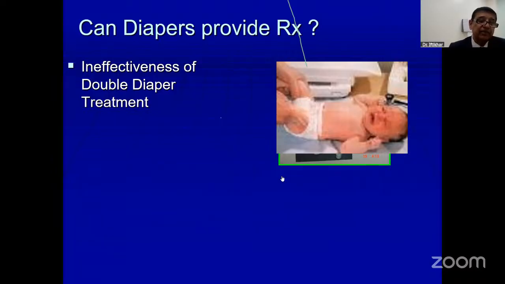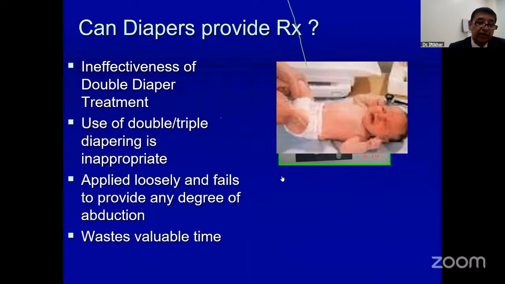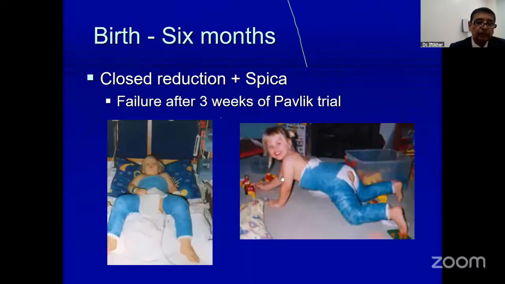You can do that temporarily, but it's ineffective. Use of double or triple diapers is actually inappropriate, and basically you'll be just wasting your time doing nothing. So one has to discourage this practice of diapers for DDH. Now, if the hip is not reducing, you have to do a closed reduction and put on a hip spica.